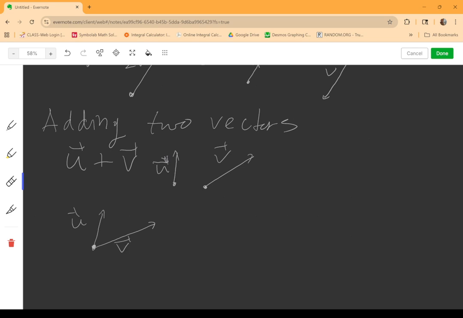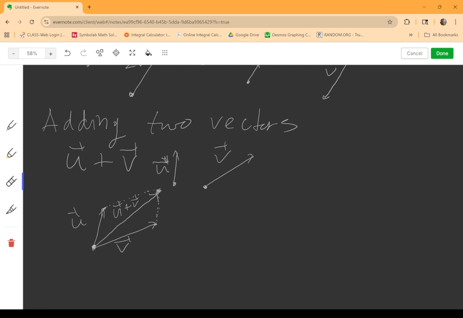This is called the parallelogram method. We go to the terminal point of u and draw a parallel line to v, and then go to the terminal point of v and draw a parallel line to u. All right, and where these parallel lines meet, that would be the terminal point of my resulting vector u plus v. Okay, so that's the parallelogram method.